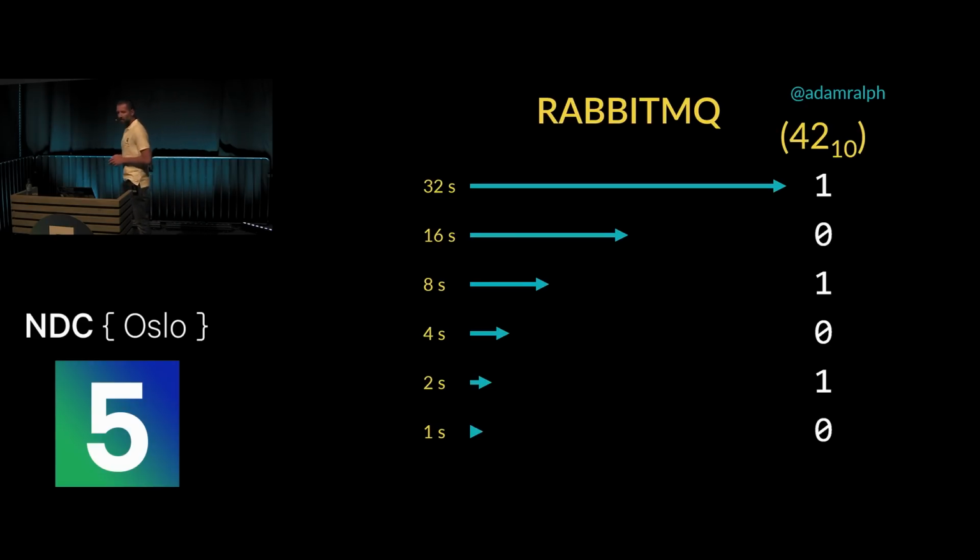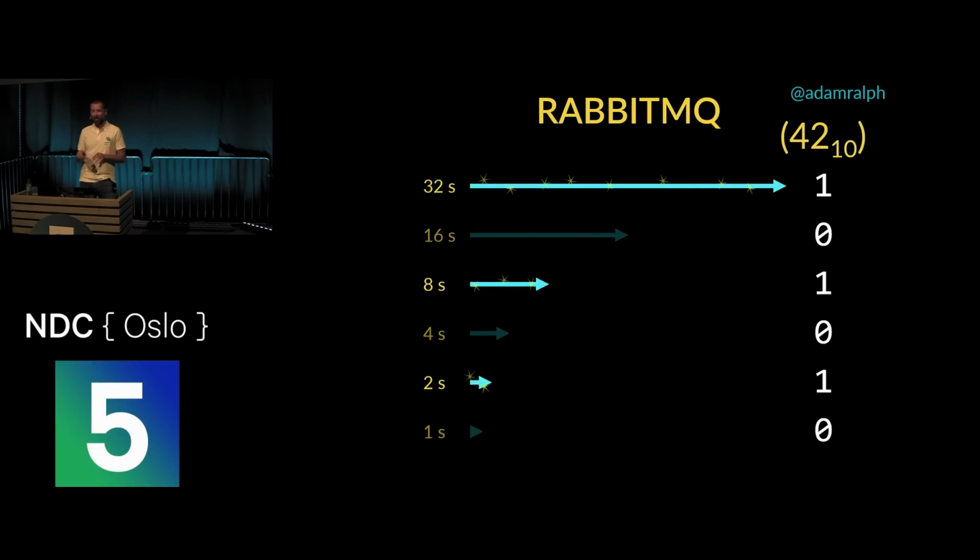We can send this message through the 32-second queue, skip the 16, through the 8, skip the 4, through the 2, skip the 1. And by sending the message through the 32 plus the 8 plus the 2, which is 42, we've simulated a 42-second delay in RabbitMQ. Right? And I haven't seen anyone else do that in the community. I think it's quite an original invention.